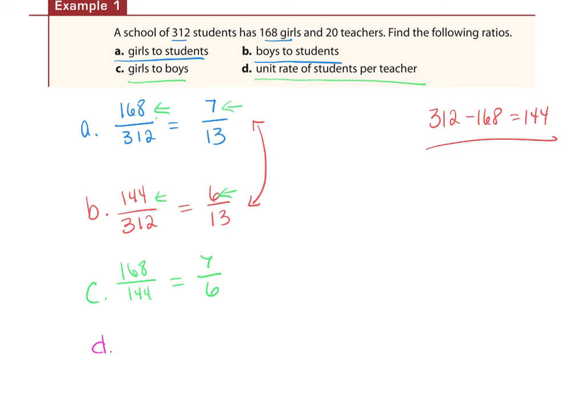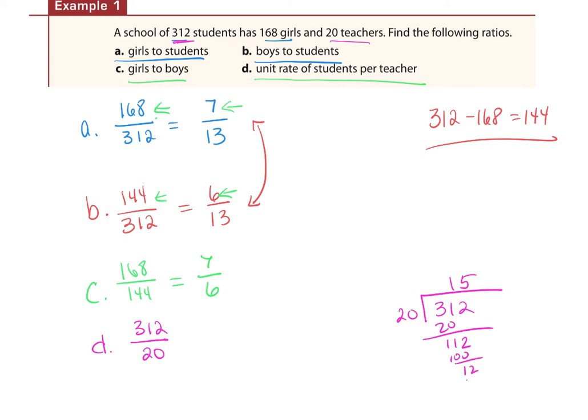Now the last one is they want the unit rate of students per teacher. Unit rate. So the total number of students, that's going to be 312. All right. Compared to teachers, 20. But they want a unit rate. A unit rate. The only way to get a unit rate is to actually do that division. So you actually have to go in and do your division. Now you could reduce it if you want to. It doesn't matter. It's up to you. But you can do your division here.